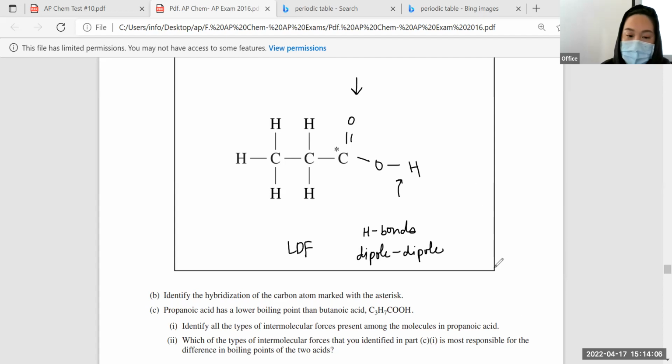One point. Which of the types of intermolecular forces that you identified in part C1 is most responsible in the boiling points of the two acids? This also has carboxylic acid, right? So it's going to look exactly the same as this, except it'll have one more C. Right?